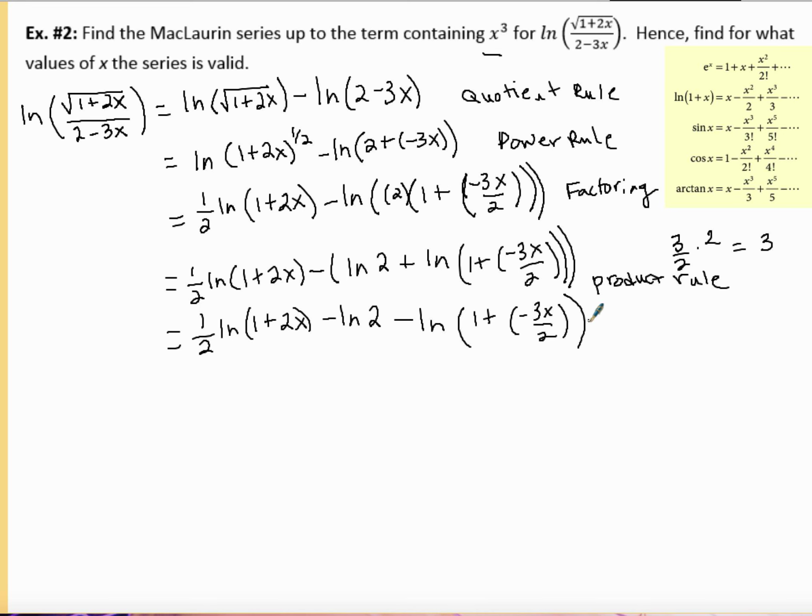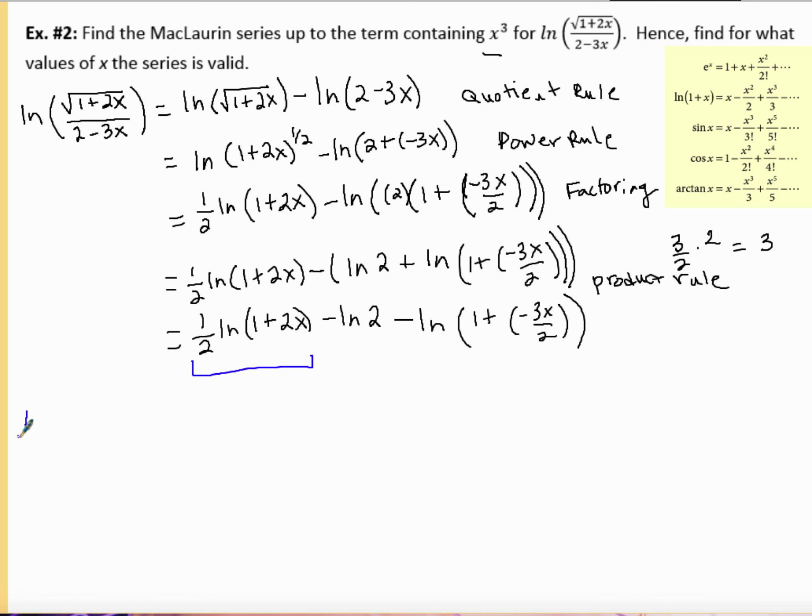Okay, sweet. So there's actually 3 parts to this problem, but only 2 of them will we need to use Maclaurin series for, because ln2 is just a constant. We don't need to have a series for that. But these guys on the ends, they both can have a series. So I'm going to start with this one. I'm going to write it in blue so it's just easy for us to see.